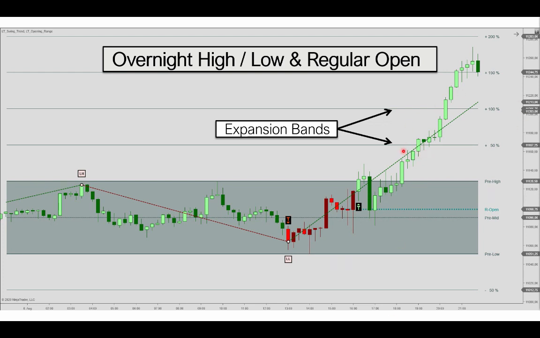We see there is some hesitation here as well as here. Also, keep in mind that the open is used for clues on directional bias by many trading systems. Specifically, it's used as a directional filter, permitting long trades if the market is trading above the regular open and short when trading below.